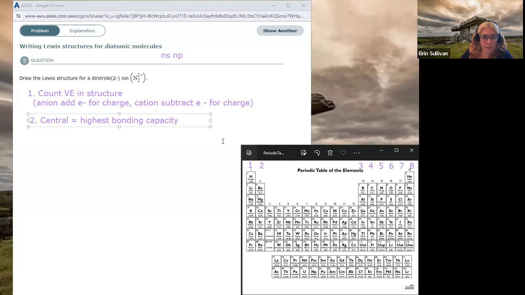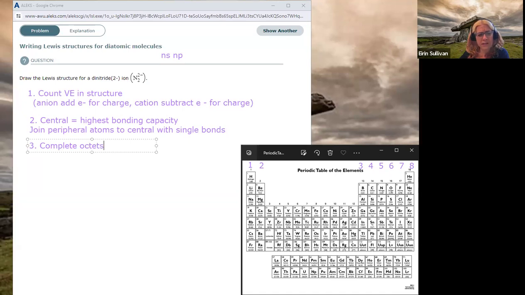So look at the elements you've got and work out which has the highest bonding capacity, put it in the middle, and join everything else to it with single bonds. I'm going to say peripheral atoms for the ones around the outside, because I can't think of a simpler word right now. Join the peripheral atoms to the central atom with single bonds only. And then you're going to complete the octets on your peripheral atoms. This is your first approximation, if you like.